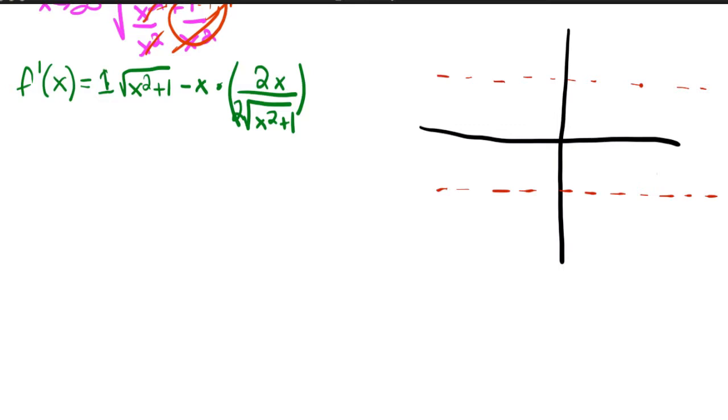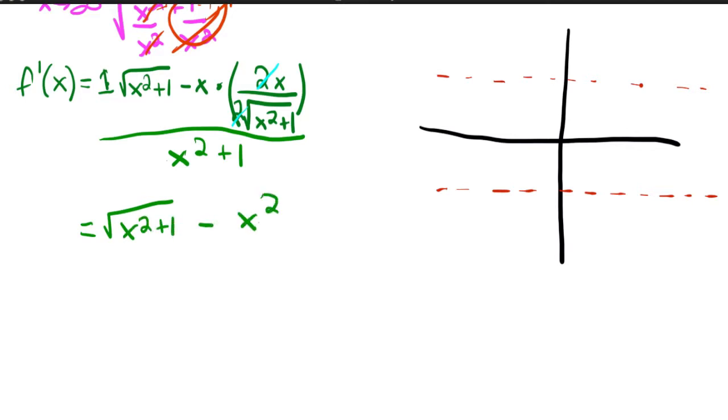And so these guys are going to cancel. And so what we get is, oh, and all this is over the denominator squared, so x squared plus 1. Okay, so then we've got square root of x squared plus 1 minus x squared over the square root of x squared plus 1. Okay, so then we multiply, forgot, and then all this is over x squared plus 1.